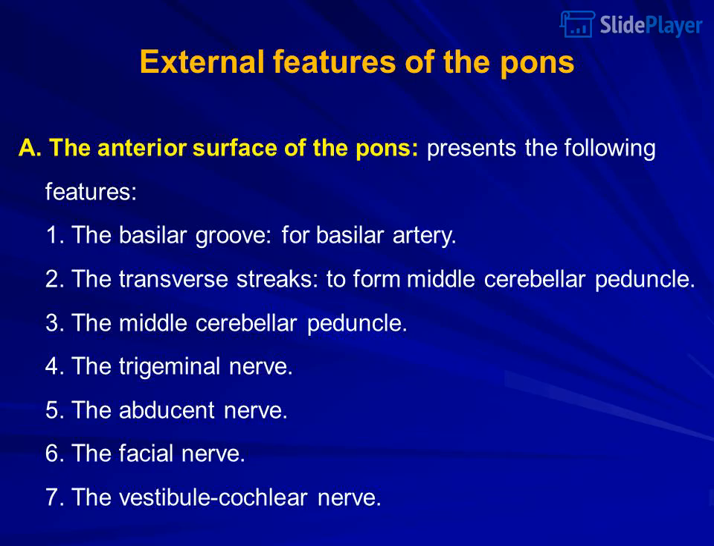External features of the pons. A. The anterior surface of the pons presents the following features. 1. The basilar groove, for the basilar artery. 2. The transverse streaks, which form the middle cerebellar peduncle. 3. The middle cerebellar peduncle. 4. The trigeminal nerve. 5. The abducent nerve. 6. The facial nerve. 7. The vestibulocochlear nerve.